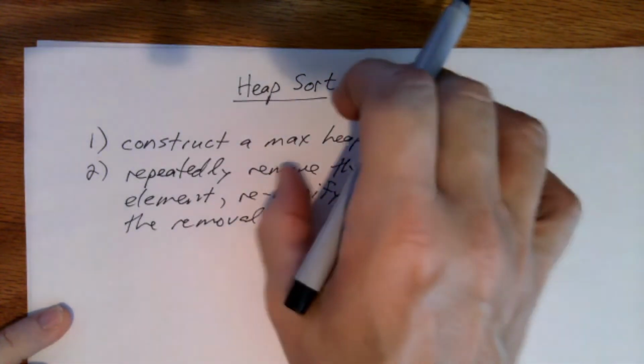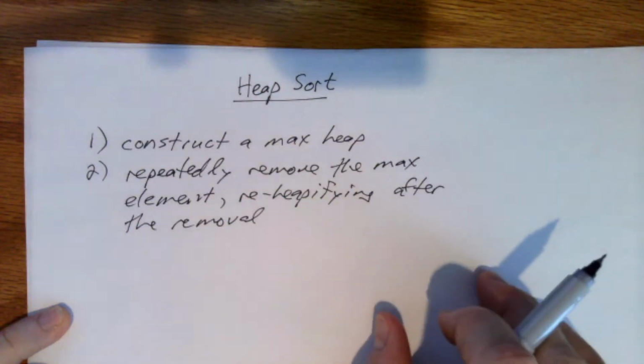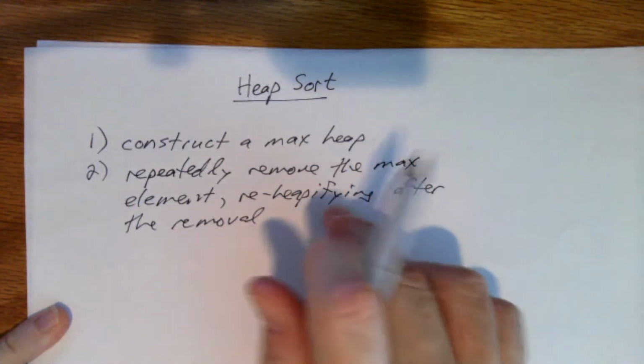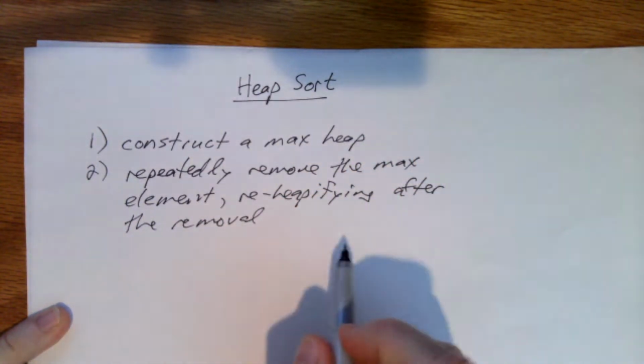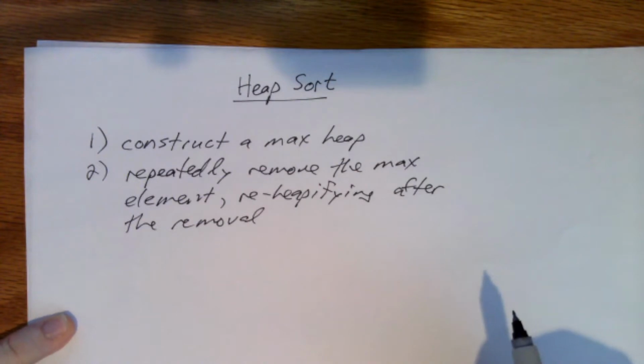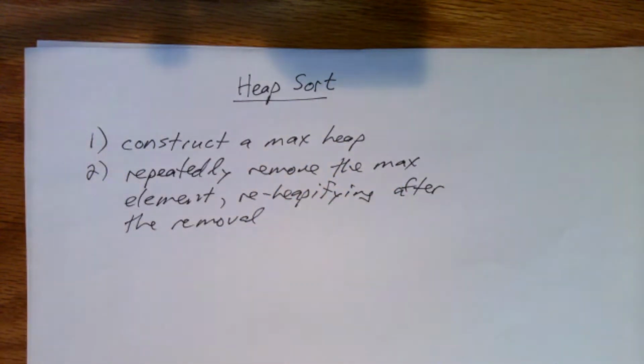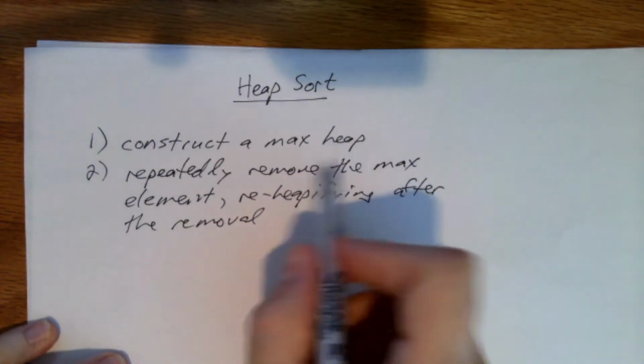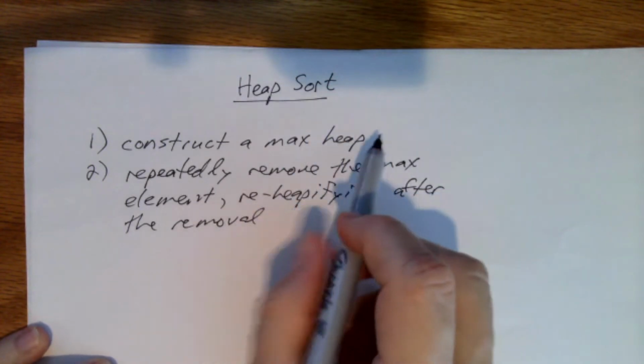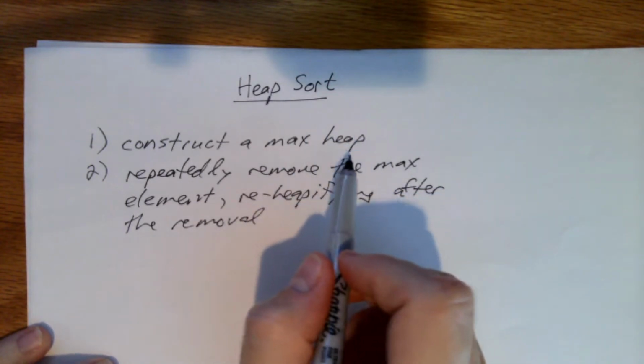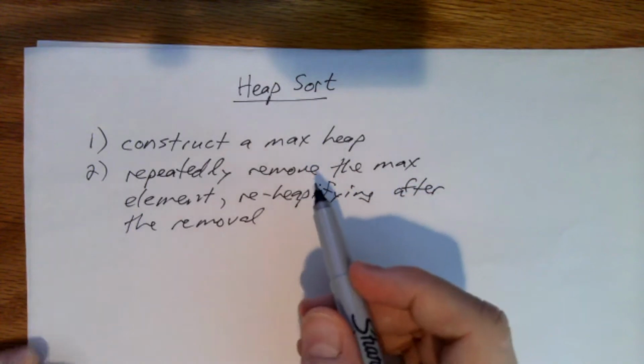That is, we take the max element, we now have a heap that represents an array of one less element, and we need to reheapify to fix the array. And we'll go into more details about this later. Now, if you don't really understand how heaps work, I have another video that discusses that, and I'll link to it in the description below.